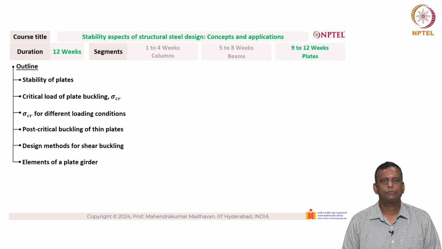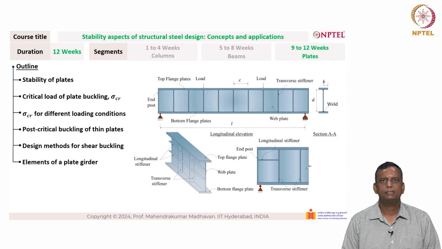Following the design methods for shear buckling, let's talk about the elements of a plate girder. The plate girder has several elements: the top flange plates, the bottom flange plates. It also has a web plate. We have an end post, also known as a bearing stiffener, as well as a transverse stiffener. We also have a longitudinal stiffener, as you can see from the isometric view on the left side.